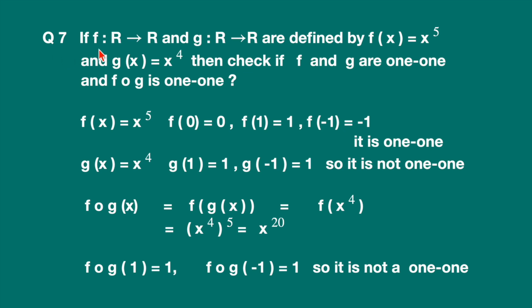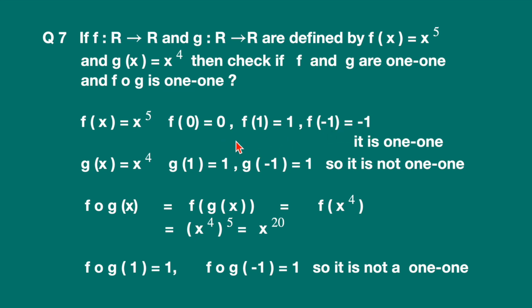Question 7. If function f from R to R and g from R to R are defined by f(x) is equal to x raised to 5 and g(x) is equal to x raised to 4, then check if f and g are 1 to 1 and FOG is 1 to 1. Okay. So let us take f(x), x raised to 5. So here f at 0 is 0, f at 1 is 1. We are taking elements of the domain, real values. Okay. So f at minus 1 is minus 1.